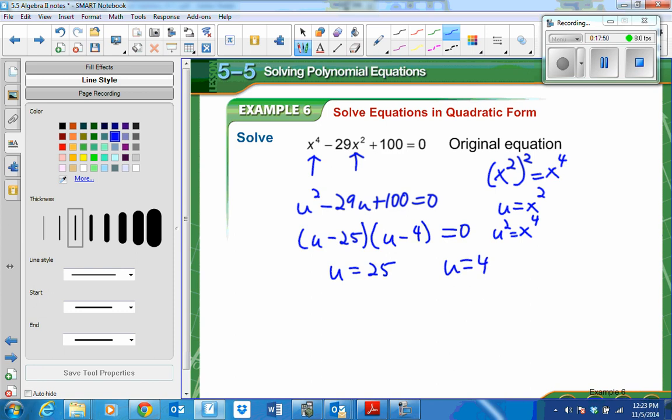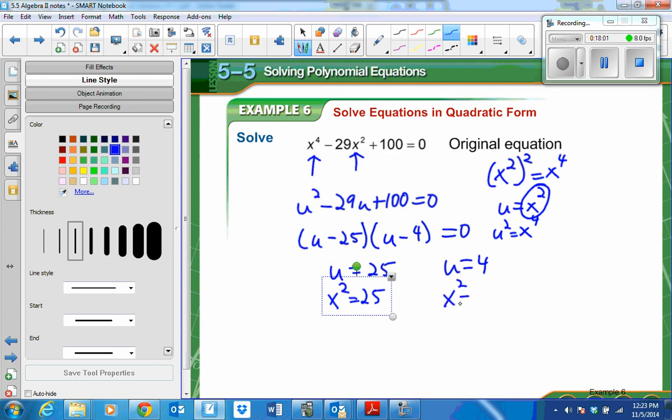Now we're not done. Don't think you're done yet. You have to go back and say, but u is equal to x squared. So we're going to say x squared equals 25 and x squared equals 4.